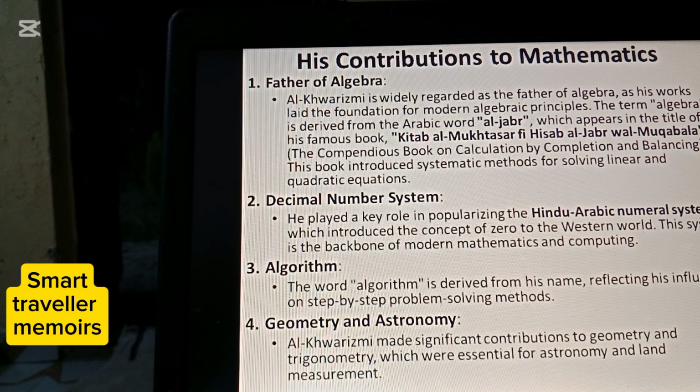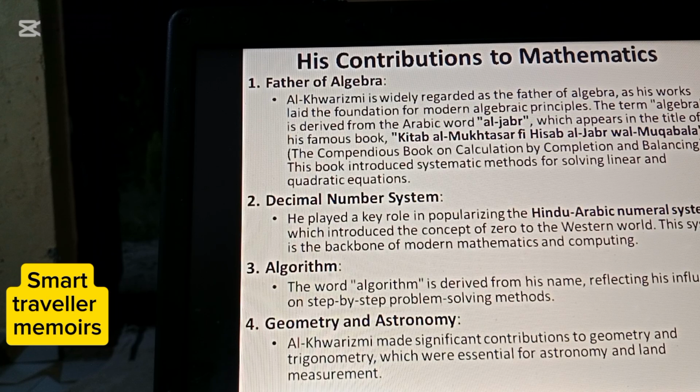For the number system, he is remembered because of popularizing the Hindu-Arabic numerical system. And you remember that the Hindu-Arabic numeric system is the one which introduced the concept of zero to the Western world. And after the introduction of zero, this system is the backbone of modern mathematics and computing. Because without a zero, we could not be now listening to a PowerPoint presentation where I've used a computer, and you know the digits computers use are 1 and 0.